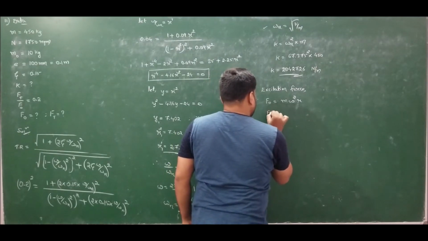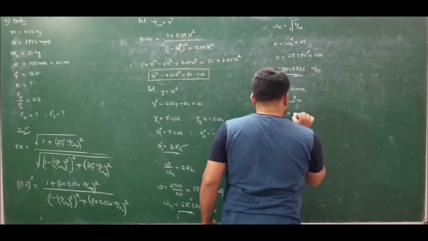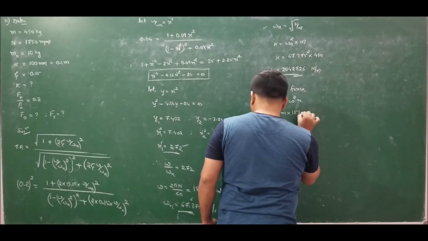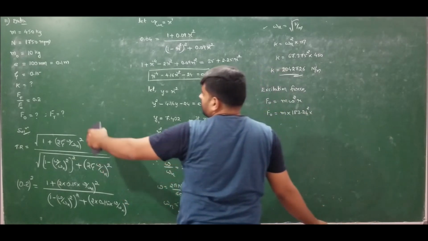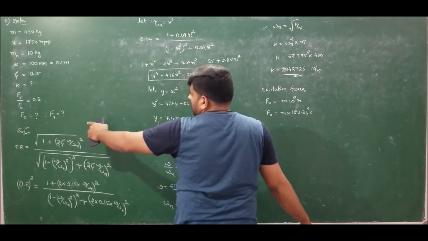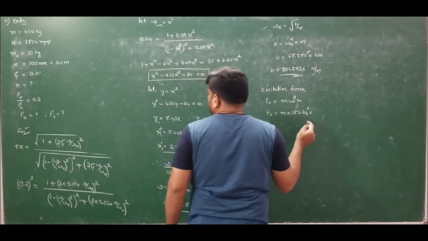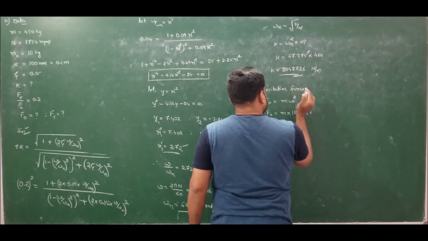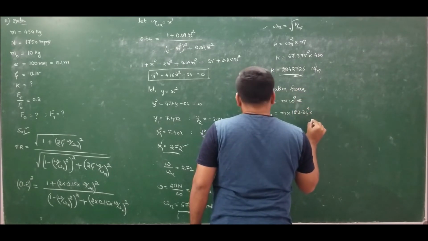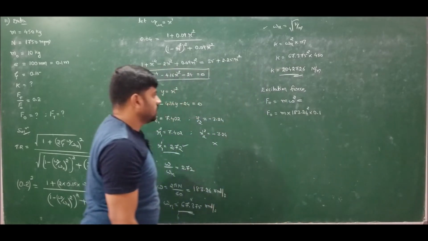Therefore, how much is F naught? F naught is M into excitation frequency, 183.26 square, into the radius of rotation, the radius of crank, that is eccentricity, which is known. M omega square R is nothing but M omega square e. How much is e? 0.1 meters. Clear?